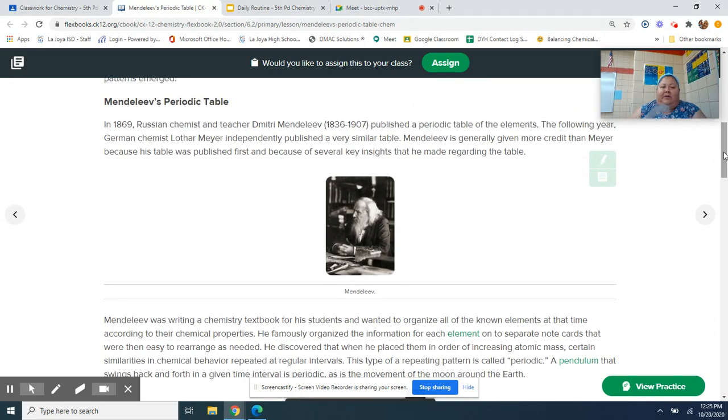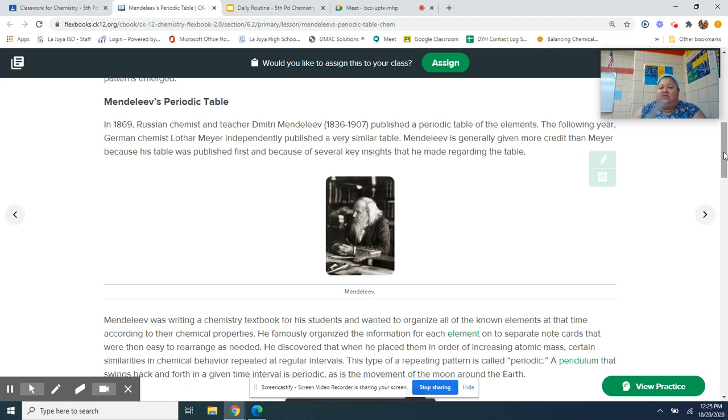So Mendeleev's periodic table. So who was Mendeleev? He was a Russian chemist and teacher. His full name was Dmitry Mendeleev. And in 1869, he published his periodic table of elements. One year later, in 1870, here comes Lothar Meyer, a German chemist who also published a periodic table that was similar but yet different to Mendeleev's.